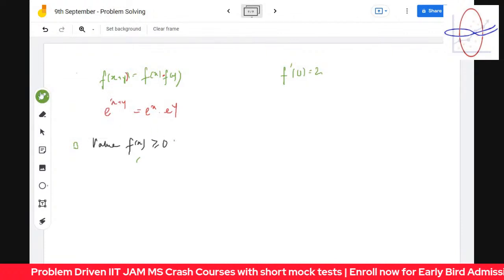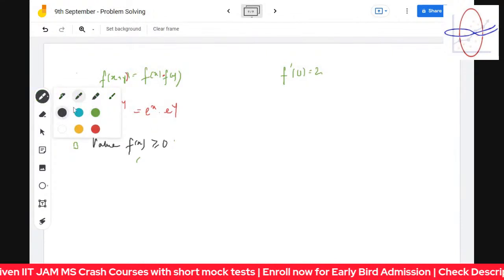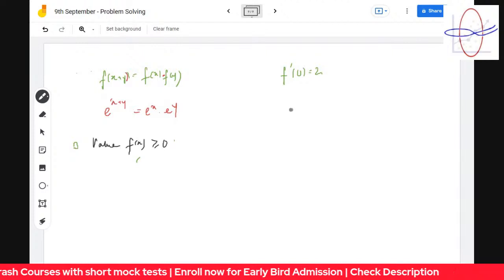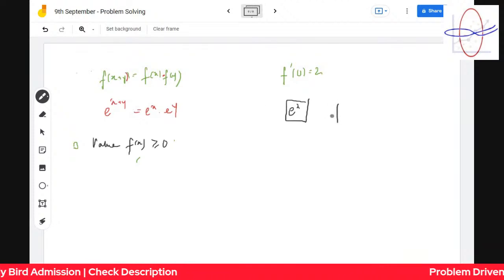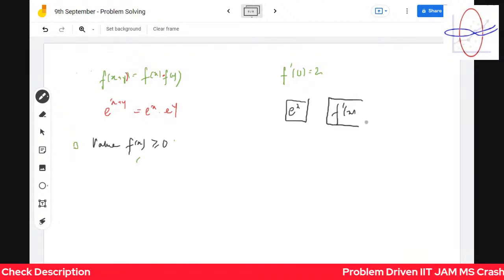If we take e to the power x, then f dash 0 will do. Number 1, e to the power x is a candidate solution, but you don't know whether it's a solution or not. Number 2, f dash x is not defined for all x.